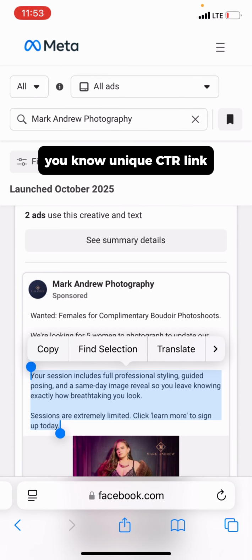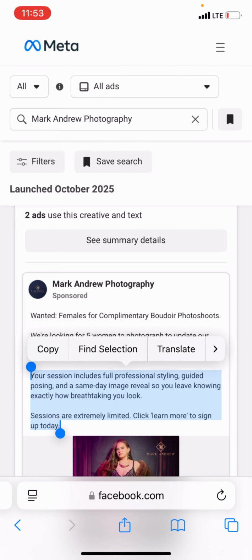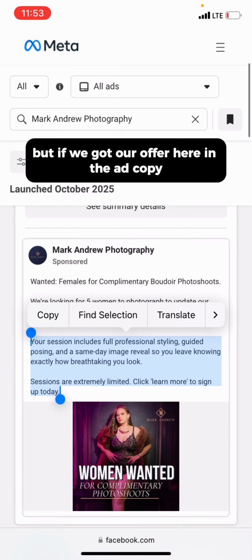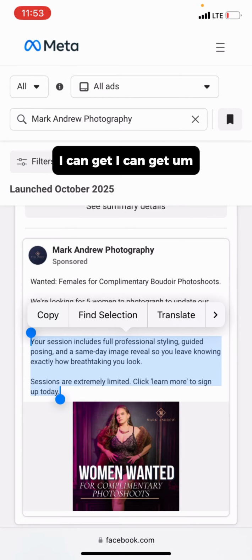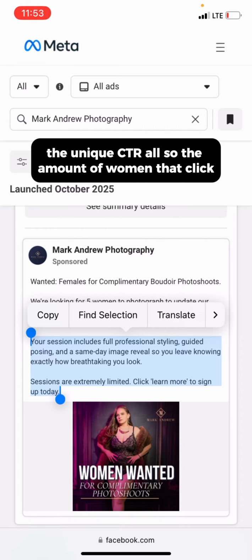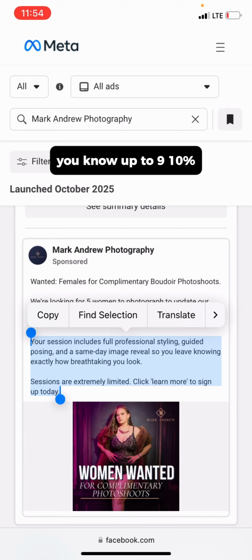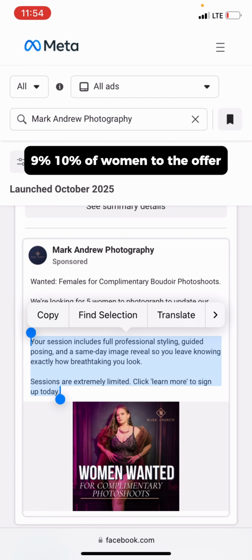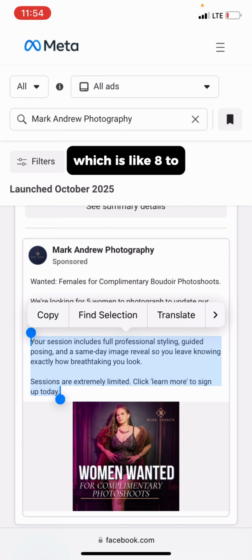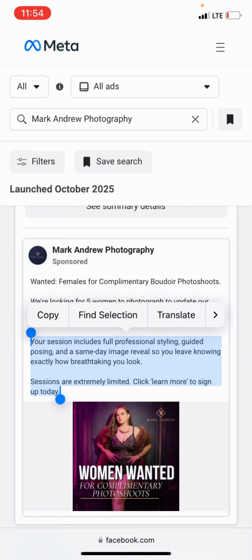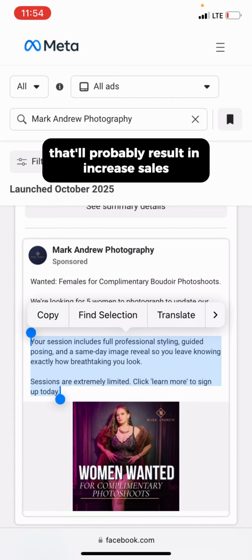And the unique CTR link, the link click to actually go to the web page, is normally like 1%. So 1 out of 100. So if our offer is only on the web page, only 1 out of 100 are seeing it. But if we got our offer here in the ad copy, I can get the unique CTR, the amount of women that click see more and come through the rest of the ad copy, up to 9 to 10%. So we're potentially exposing 8%, 9%, 10% of women to the offer if we have it here in the ad copy, which is like 8 to 9 to 10x the number of women for the same ad spend. So that'll probably result in increased sales.